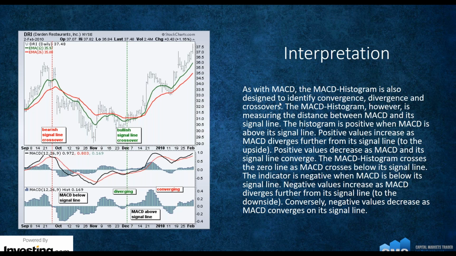As with MACD, the MACD histogram is also designed to identify convergence, divergence, and crossovers. The MACD histogram, however, is measuring the distance between the MACD and the signal line. The histogram is positive when the MACD is above its signal line, and the positive value increases as MACD diverges further above its signal line. Positive values decrease as MACD converges toward its signal line.